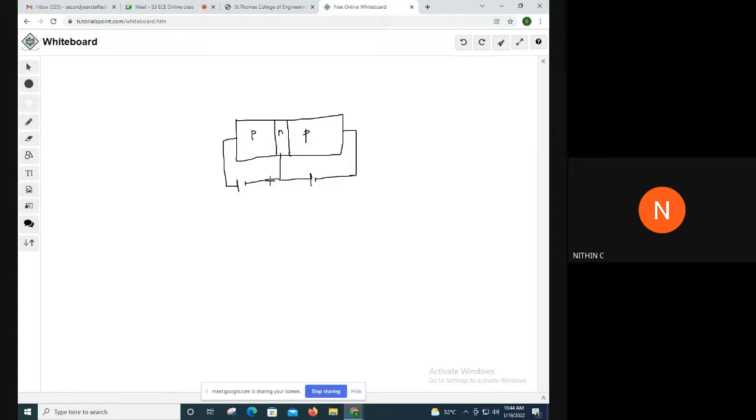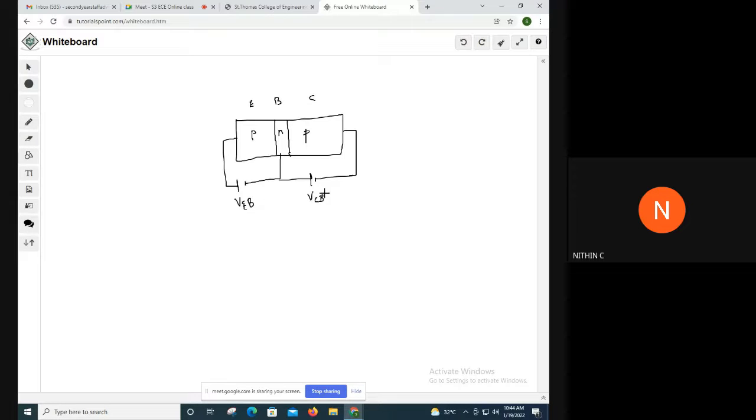Since we have two junctions, the emitter base junction and the collector base junction, this one and this one, we give two biasing voltages. One is the emitter base voltage and the other is the collector base voltage.